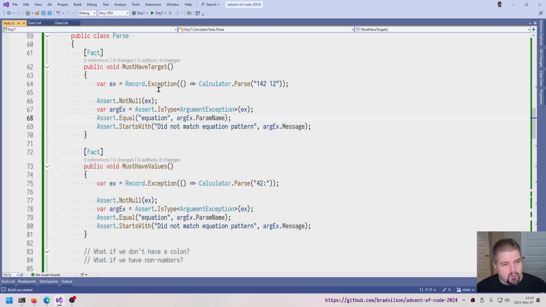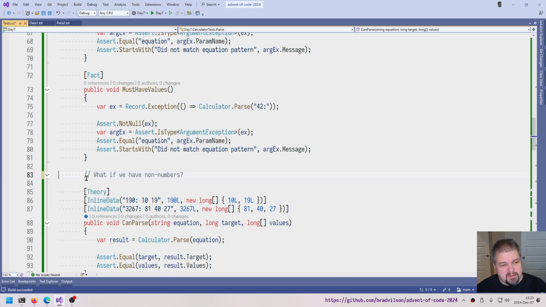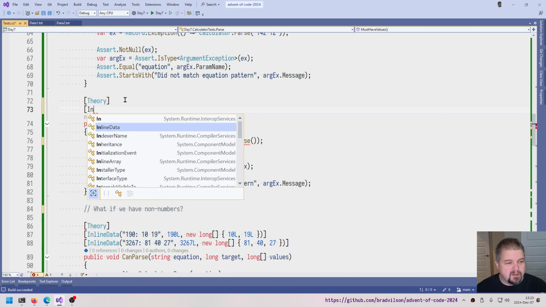That works, but also, what if we have non-numbers? I think we will be able to test that really easily with this regex as well. So we've tested what if we don't have a colon. We should also test this as an inline, because we have another version, right? Inline data.